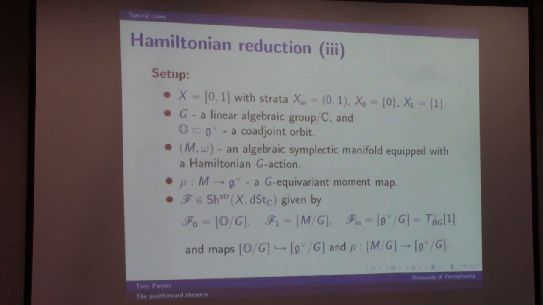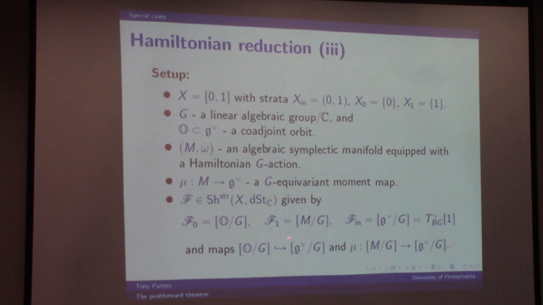So if you take a closed interval with the same stratification, if you fix a linear algebraic group G and a coadjoint orbit, and any symplectic algebraic manifold M with a Hamiltonian G-action, then specifying a G-equivariant moment map is just specifying a map from M mod G to g dual mod G. Saying that this is a G-equivariant moment map just says that this map is Lagrangian. So a sheaf on this interval with various derived stacks you can concoct out of this data: at zero you put the coadjoint orbit modulo G, at one you put M modulo G, and in the interior you put g dual modulo G, which is really the cotangent bundle of BG shifted by one.